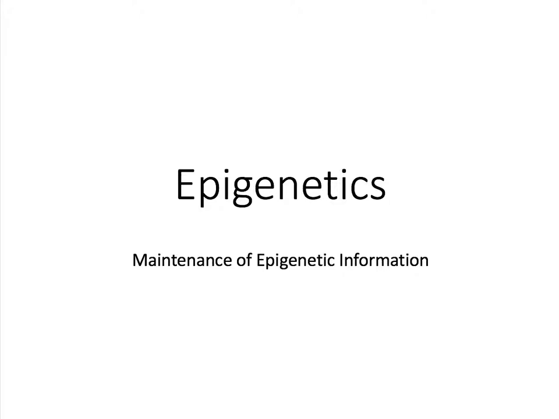In this video, we will discuss the maintenance of epigenetic information. So far, we have spent a lot of time talking about how epigenetic marks such as DNA or histone modifications are established, how they can be read, and how they can be erased. What we have so far mostly ignored is what happens when we go through the cell cycle.